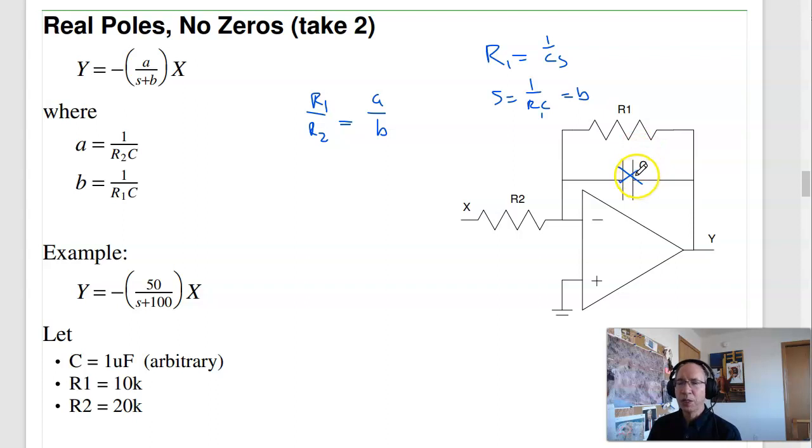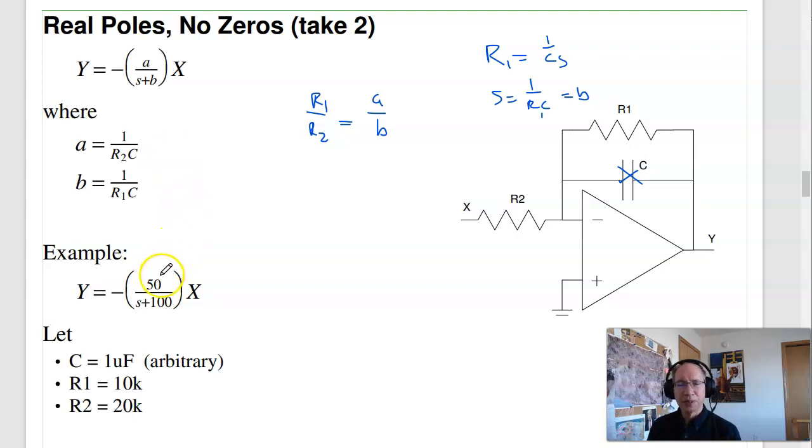Or a third way to do it, as S goes to infinity, this is a short, and I just have an integrator, or differentiator, I mean. That'd be an integrator. And the gain is 1 over RC. So 1 over R2C is the gain as S goes to infinity. A is 1 over R2C.